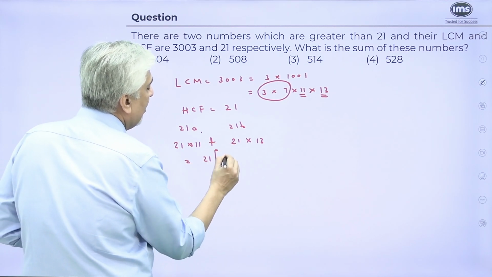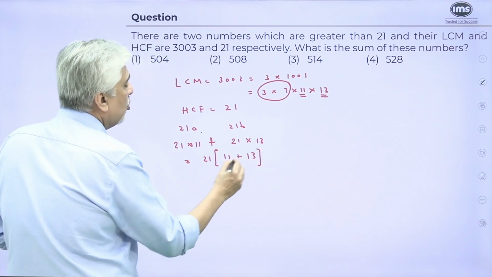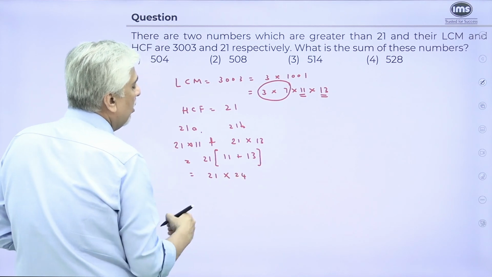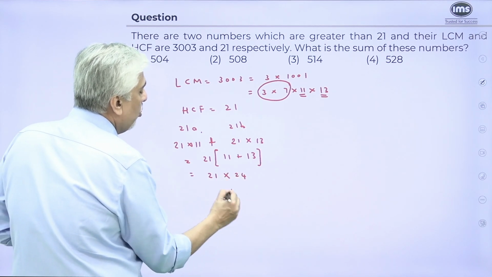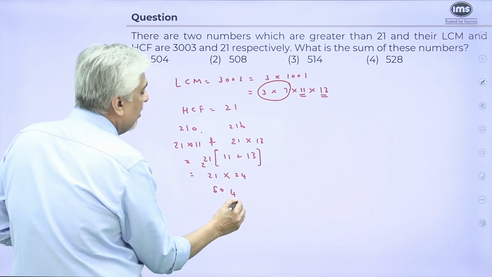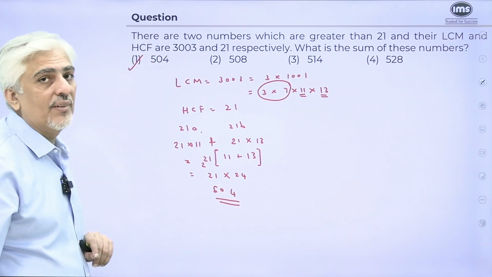If I take 21 common, I'll get 11 plus 13, which is 24. 21 into 24. 24 ones are 24, 2 carry. 24 twos are 48 plus 2, 50. 504, which is the first option.